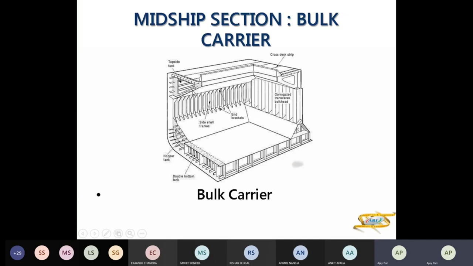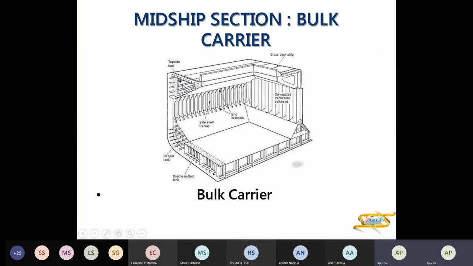The hopper tank is, first thing, for raising your center of gravity in case you're loading very heavy cargoes, like iron ore or manganese ore or those heavy cargoes or lead ores. In that case, your center of gravity is lowered and the ship becomes very stiff. So you have a lot of heavy, violent rolling. So you load water here in a hopper tank. And once you load water, your center of gravity is raised, and that will ease off your heavy rolling. That's why you have these hopper tanks.